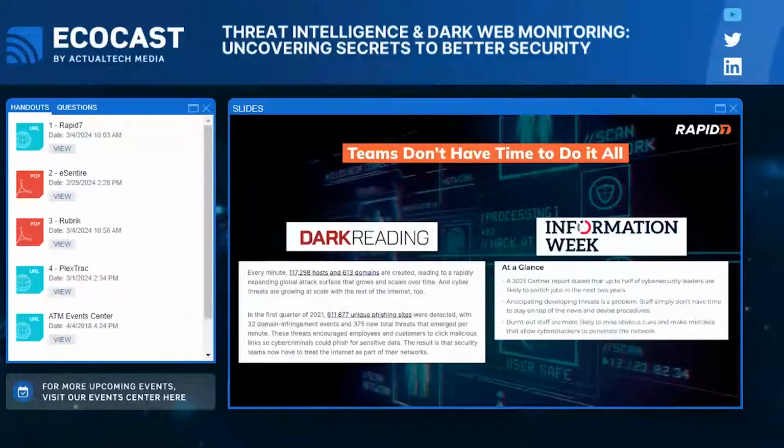And again, we know that teams are burnt out. Teams are struggling with bandwidth and capacity of just their internal attack surface. So teams don't have time to do it all. And again, the value is there, but do you have the capacity?